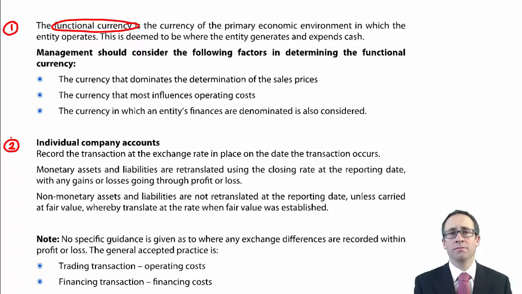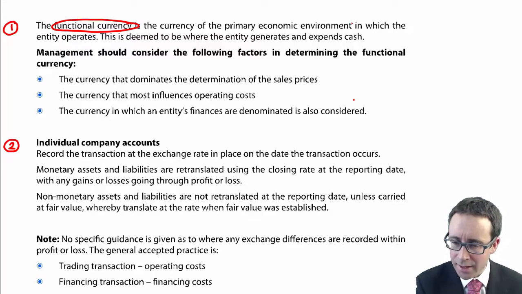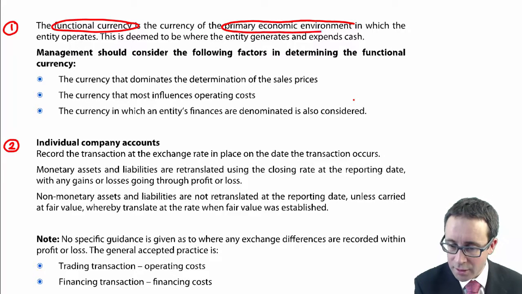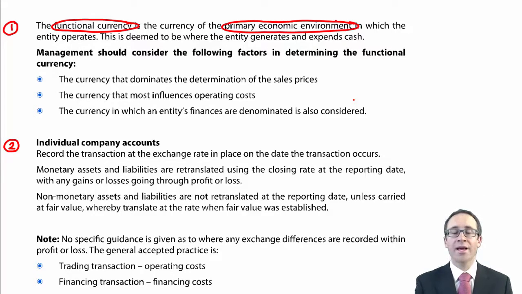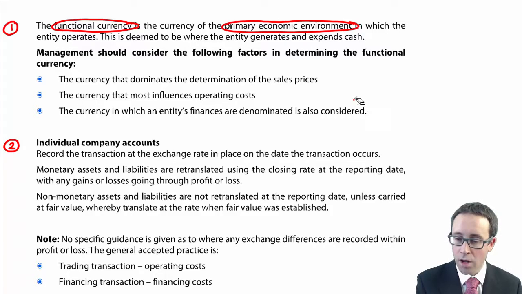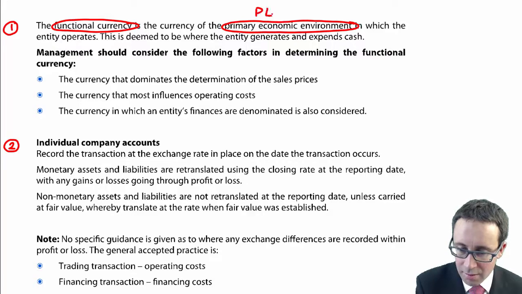Okay, so there are going to be some computational parts when we look at the translation. The first bit that we'll look at now has no computations at all; essentially it is knowledge and application within a question, so a non-computational aspect. So what do we mean by the functional currency? The functional currency is defined as the currency of the primary economic environment where we operate. Quite a fancy phrase, isn't it?